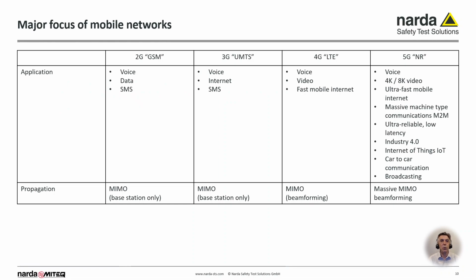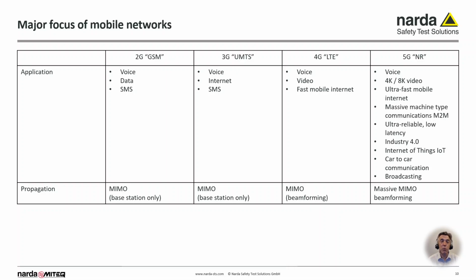So the 2G, we had voice and short messages. Data was not really available. I think the data transmission rate was 9.6 kilobit per second, so really slow. But in terms of propagation, we already had the first MIMO, not massive MIMO, but MIMO antennas available.